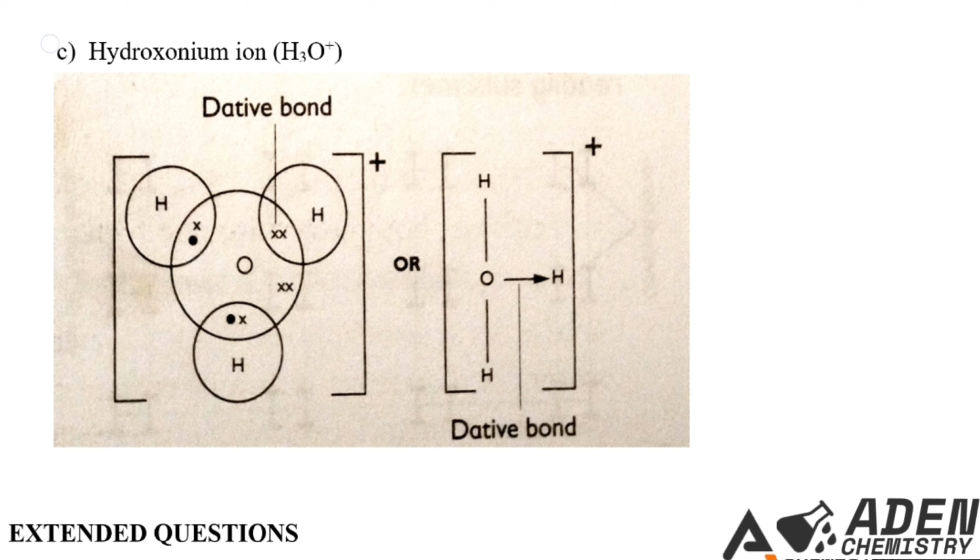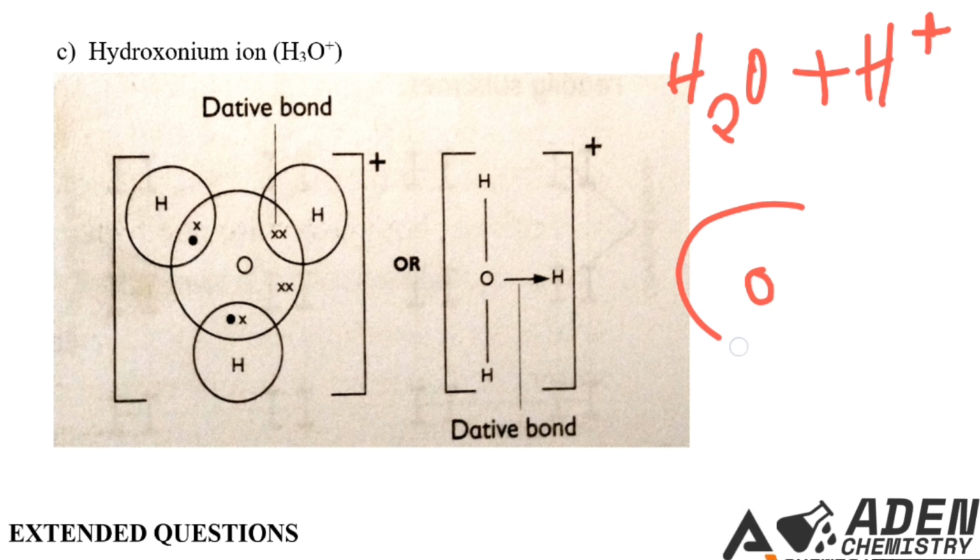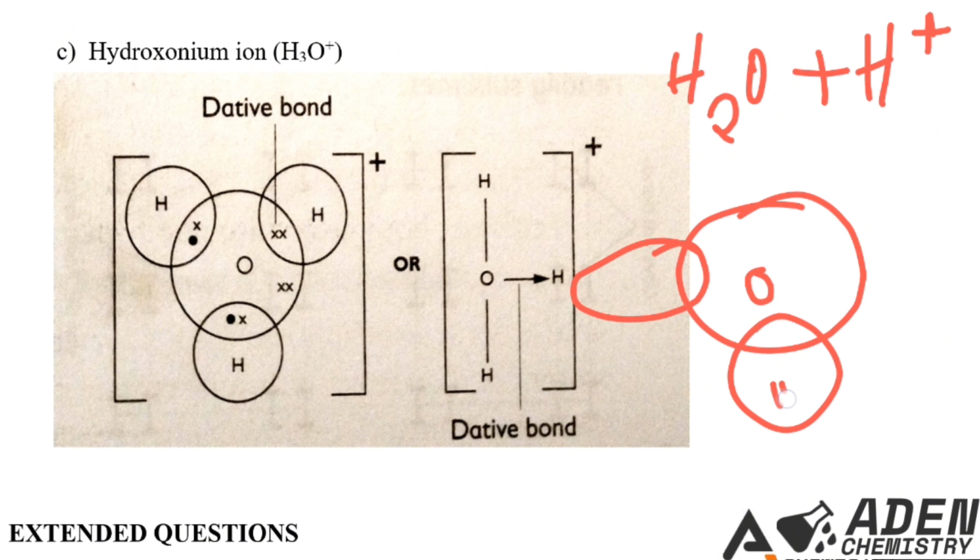But see, we are told hydroxonium ion, it's written H3O+. So for us to do this bonding, first of all, we have to know how is hydroxonium ion formed. It is formed when water reacts with hydrogen ion, the way we were doing ammonium ion. That's how we are going to do. So here we're having 1 oxygen which is bonding to two hydrogen. When we're talking about water, it's like this.